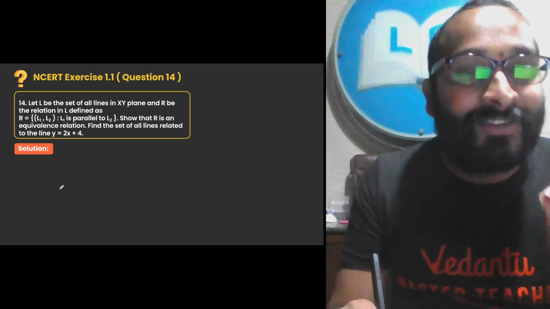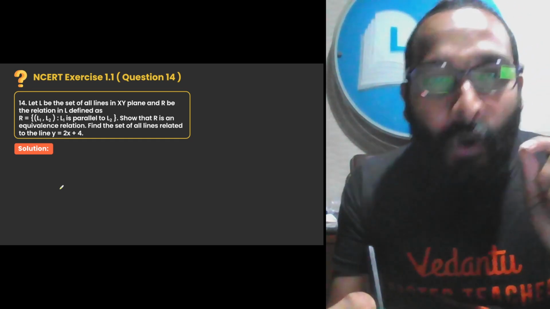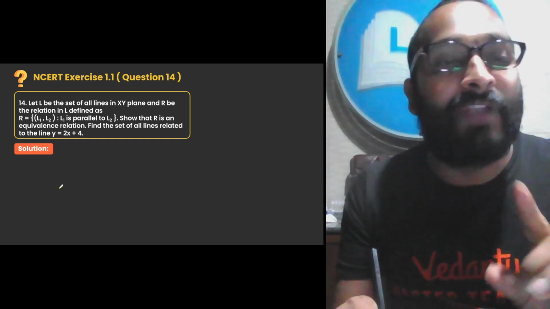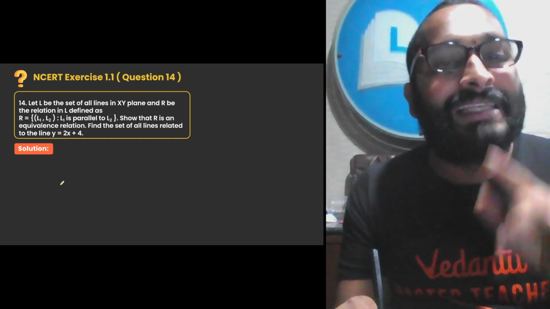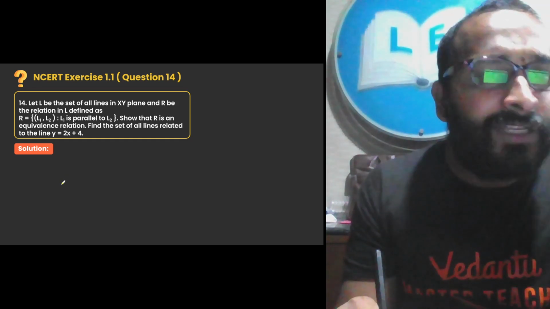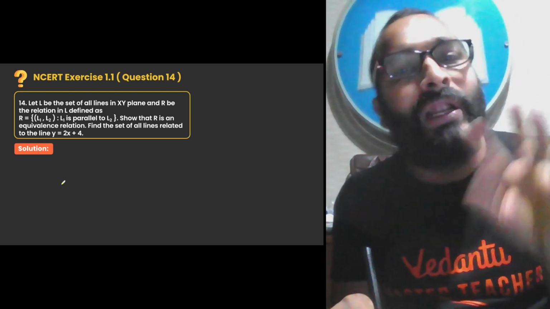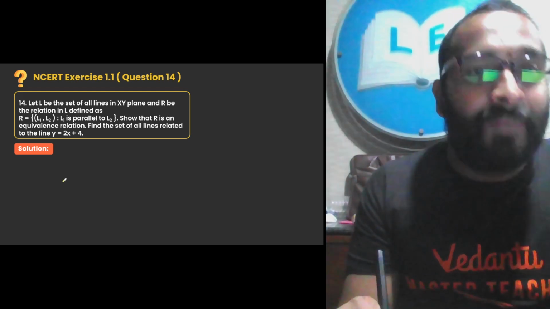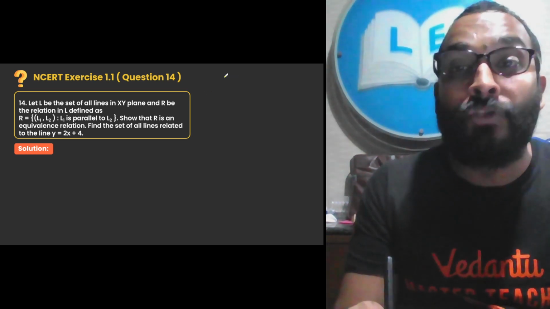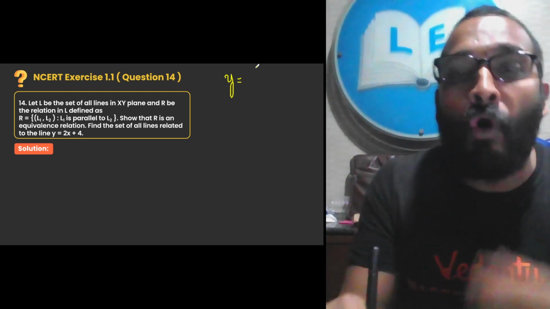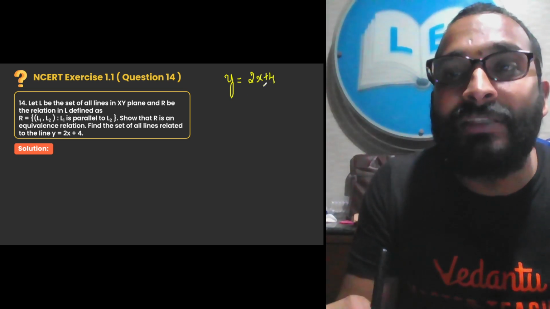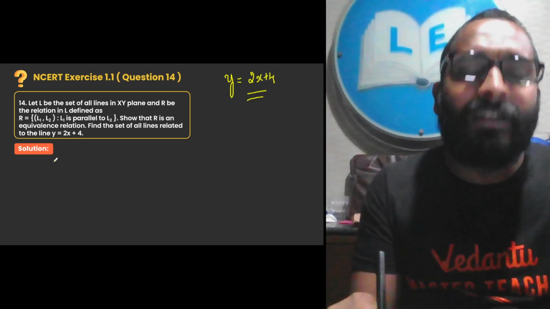Now in this session let us try to learn and solve 14th question of your exercise 1.1. Let us try to read the question and understand first. Let L be the set of all lines in XY plane and R be the relation in L defined as L1 is parallel to L2. Show that R is an equivalence relation. Find the set of all lines related to the line y is equal to 2x plus 4. This is the second part of the question. Let us keep it as it is. Let us try to solve the first part.